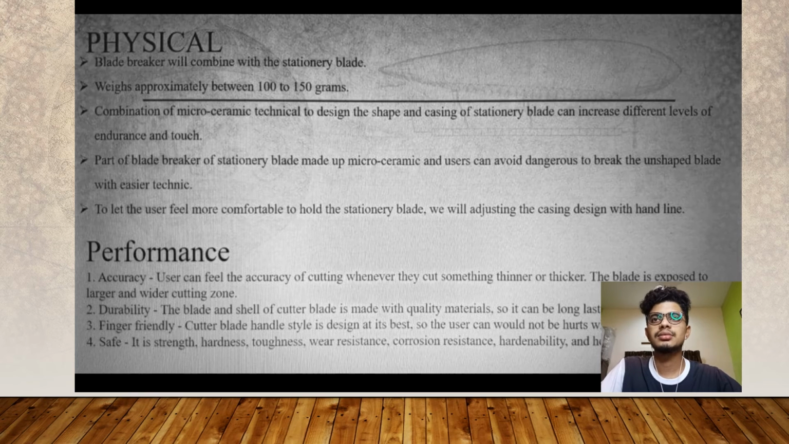Secondly, durability. The blade and shell of the cutter blade are made with quality materials, as we said, microceramics, so it can be long lasting. Thirdly, finger friendly. The cutter blade handle style is designed at its best, so the user would not be hurt whenever they use it. At last, safe. Its strength, hardness, toughness, wear resistance, corrosion resistance, hardenability, and hot hardness will make this product long lasting with more safety.